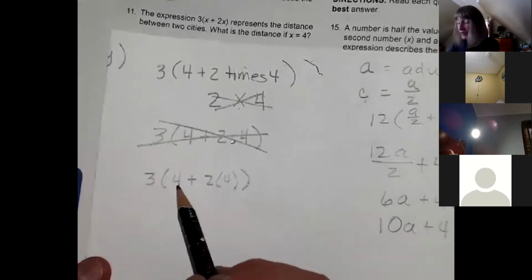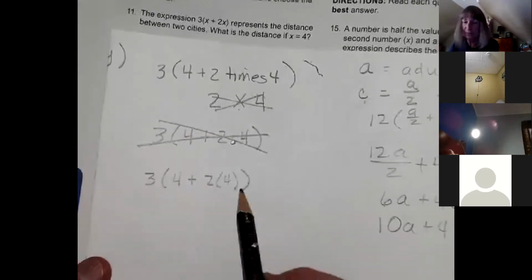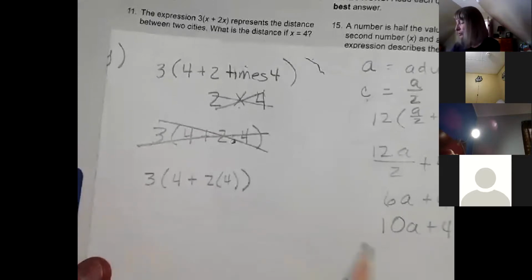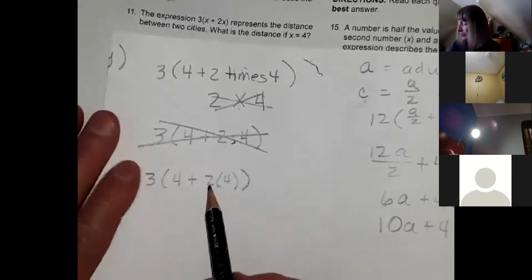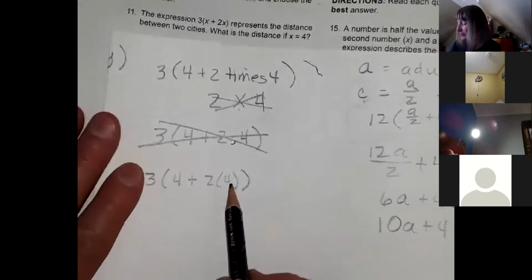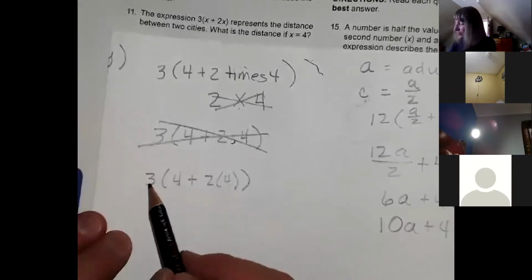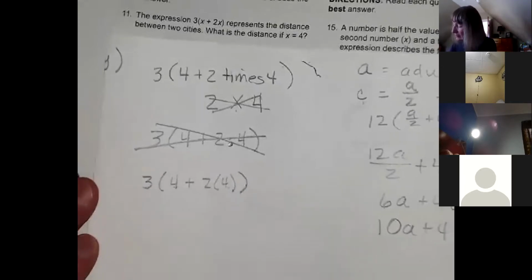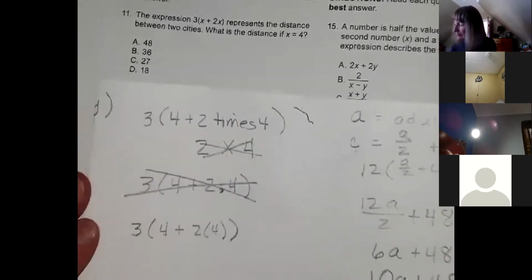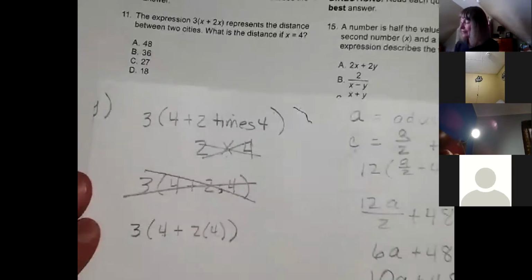Now, we could use the distributive property here. That would be extra work. I'm just going to do this. 2 times 4 is 8. 8 times 4 is 12. 3 times 12 is 36. There it is. Yay.